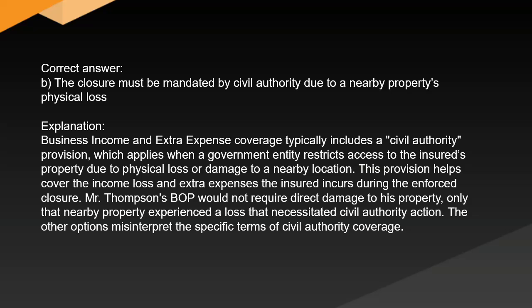Explanation. Business income and extra expense coverage typically includes a civil authority provision, which applies when a government entity restricts access to the insured's property due to physical loss or damage to a nearby location. This provision helps cover the income loss and extra expenses the insured incurs during the enforced closure. Mr. Thompson's BOP would not require direct damage to his property, only that nearby property experienced a loss that necessitated civil authority action. The other options misinterpret the specific terms of civil authority coverage.